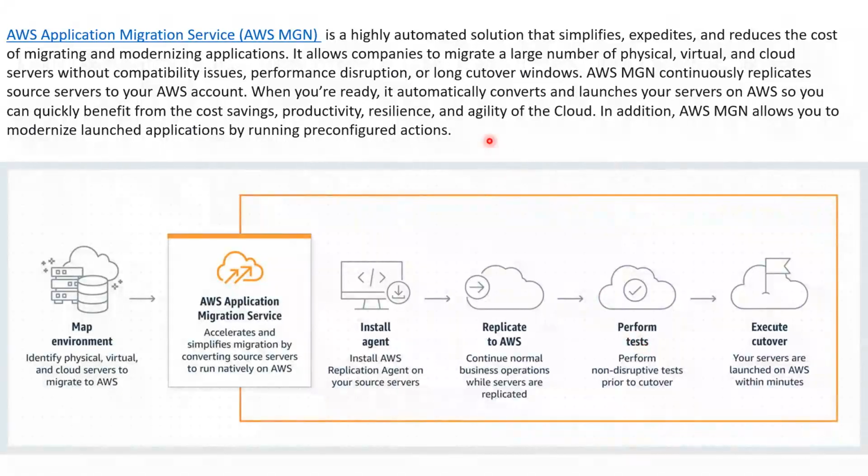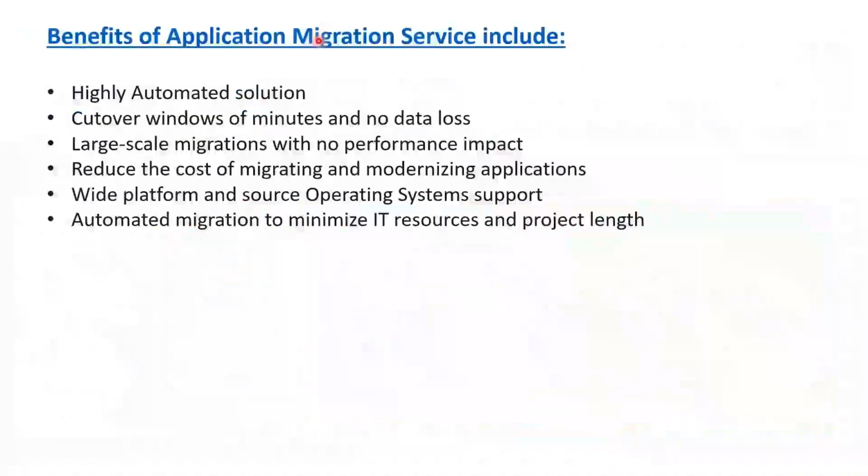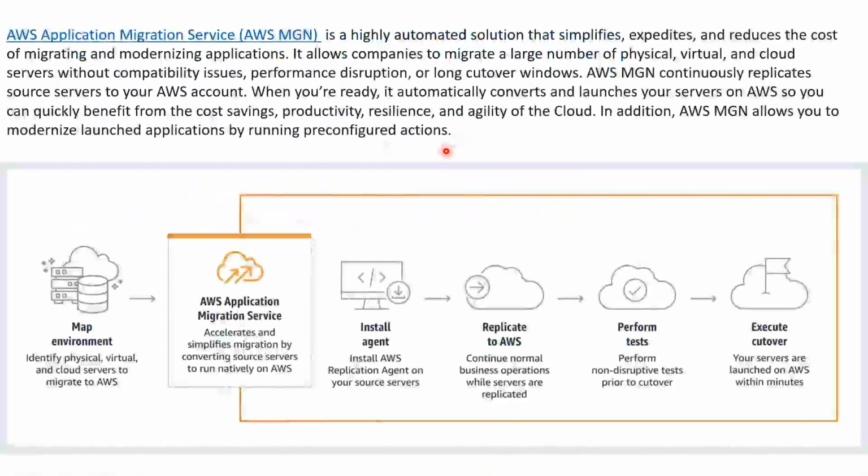AWS MGN is a highly automated solution. It is a well orchestrated tool that gives you a very good, cost-effective migration option. Plus, the cutover of the systems involves very little data loss, with a very low RPO and RTO, and large scale migrations are also done using this tool. We'll get into the practical aspect of the tool.